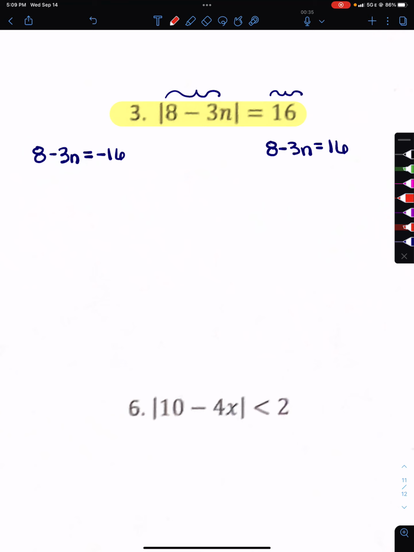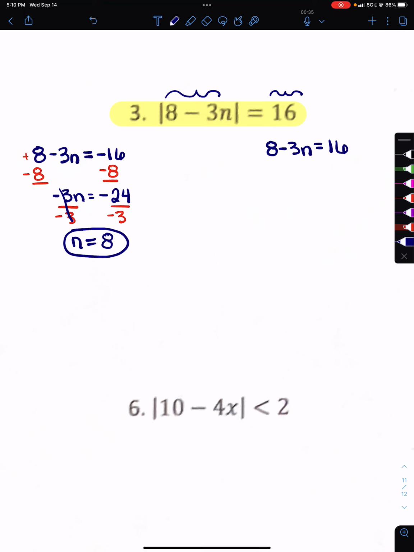I'm going to go ahead and solve for this. I have a positive 8 here, so to get rid of that, I subtract 8 from both sides of the equation. So then I have negative 3n is equal to negative 24. Divide both sides by negative 3. Now, since I'm dividing or multiplying by a negative number, if I was looking at inequalities, I would flip the inequality sign. But since it's equal, even if I flip that equal sign, it's not going to appear to be any different. Negative 24 divided by negative 3 gives me positive 8, and there is my first solution.